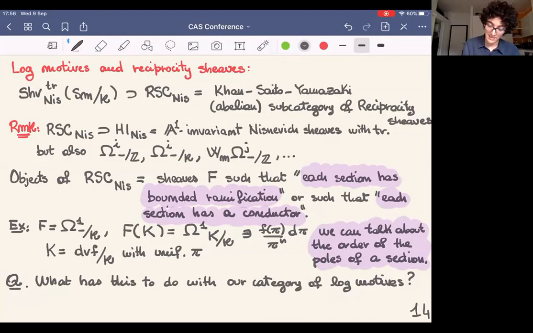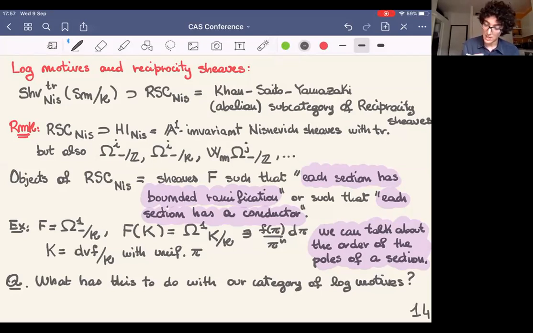Inside the usual category of Nisnevich sheaves with transfers on smooth schemes over k, one has this abelian category of reciprocity sheaves studied by Kahn-Saito-Yamazaki. The definition is a bit involved, but one has to remember that this category contains the category of A1-invariant Nisnevich sheaves with transfers. These are Voevodsky's objects, but also more stuff. For example, the absolute Kähler differentials, the sheaf of Kähler differentials over Z or over k, Hodge-Witt sheaves, and things like this.